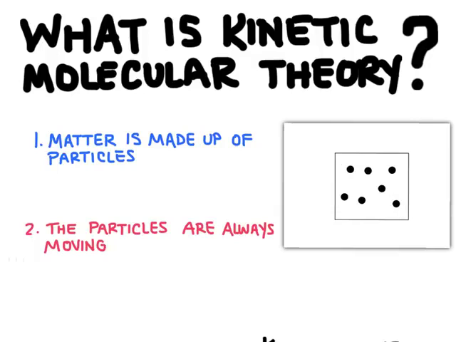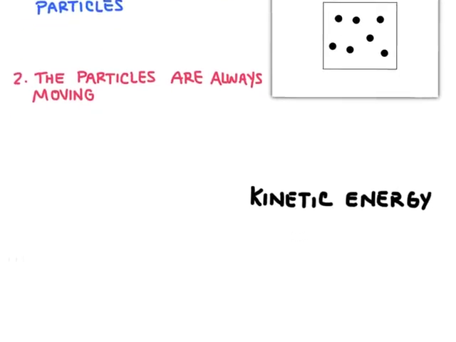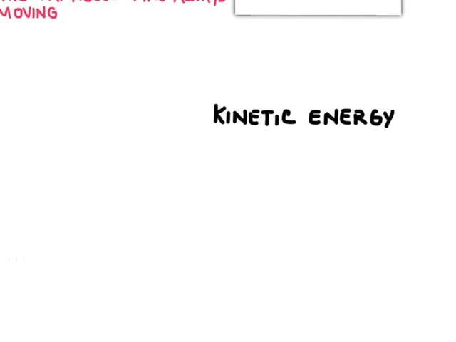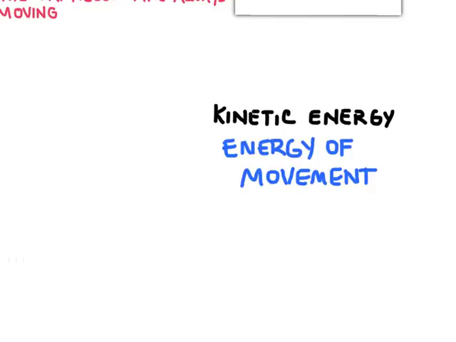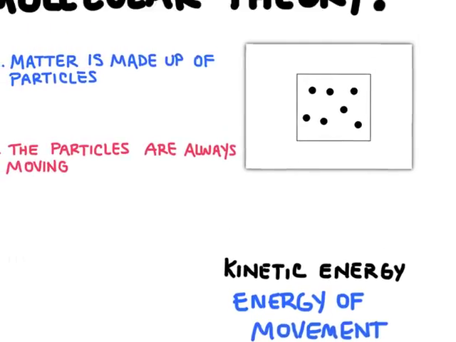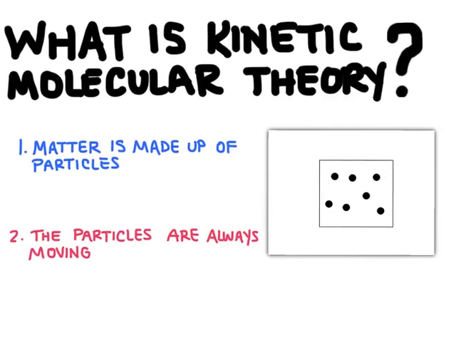Now this theory is going to describe the amount of kinetic energy that these particles possess. And so we have to understand what kinetic energy means. Kinetic energy is the energy of movement. And so the more kinetic energy a particle has, the faster it will move, and the less kinetic energy it has, the slower it's going to move. And we know that these particles are called atoms and molecules. So that's kind of the groundwork before we move on to looking at solids, liquids, and gases.